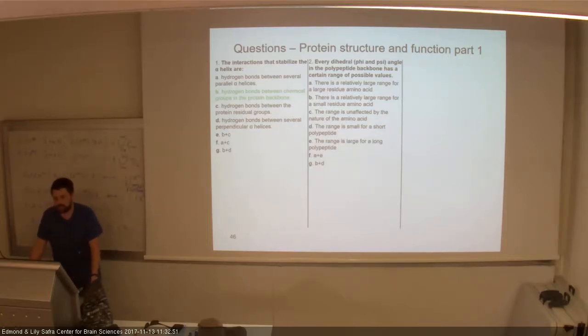Okay, every dihedral phi and psi angle in a polypeptide backbone has a certain range of possible values. There is a relatively large range for large residue amino acids. There is a relatively large range for small residue amino acids. The range is unaffected by the nature of the amino acid. The range is small for short peptides.